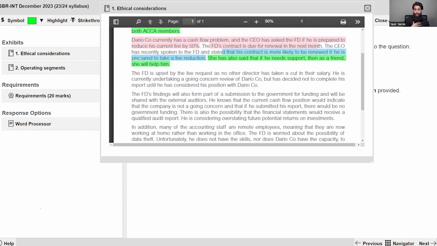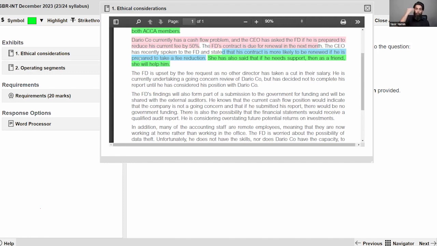Again, if the finance director compromises his objectivity here, he might take that offer. He will take the contract renewal, take some money behind the books from the CEO and agree to a 50% fee reduction. But he needs to maintain his integrity, and he needs to go to the CEO and have a clear conversation that we need to have a clear contract, because this is a professional relationship, and therefore we cannot lose our integrity as we both are ACCA members, right?